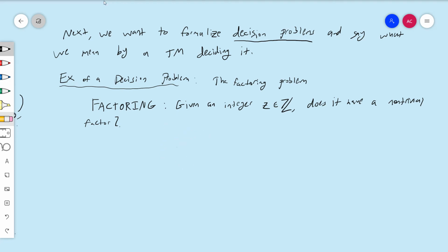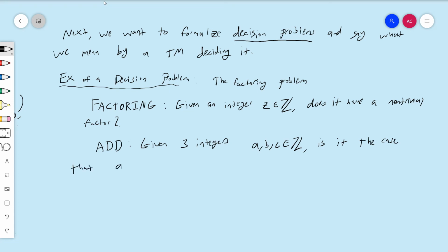Here's another example of a problem. This is a stupid problem. It's the addition problem, the decision problem version of addition. Given 3 integers A, B, C, is it the case that A plus B equals C? That's the yes or no version of addition. So these are decision problems.